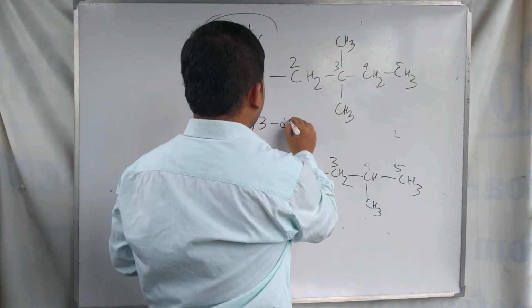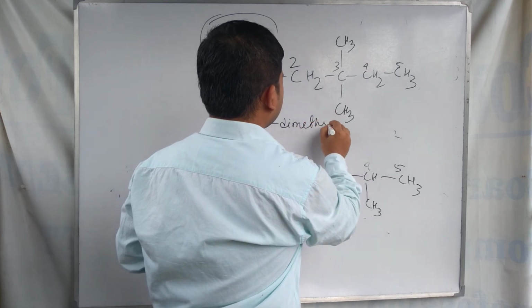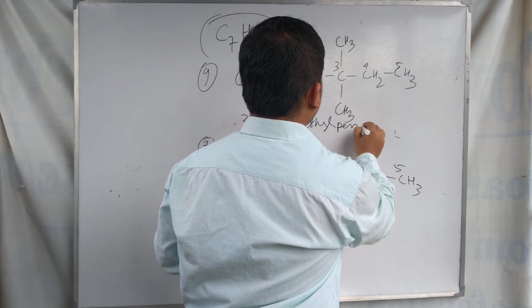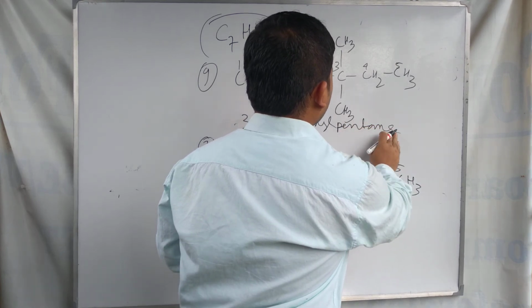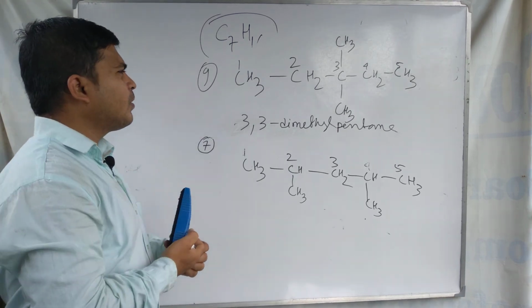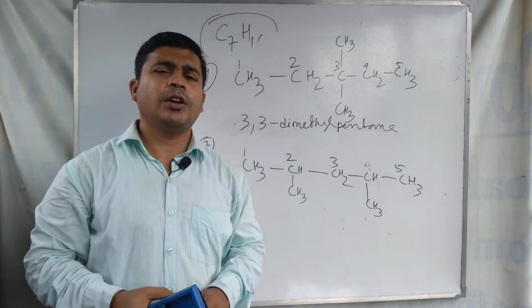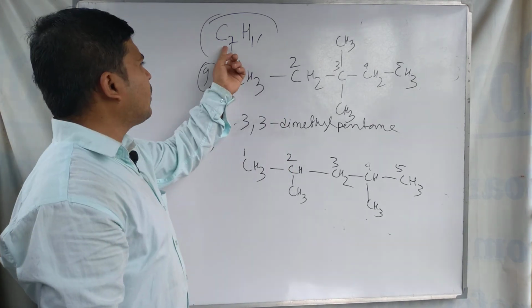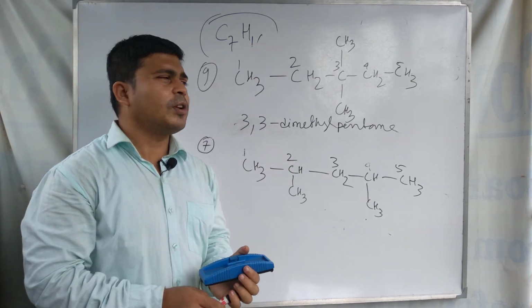3,3 dimethyl pentane. 3,3 dimethyl pentane is the name of this isomer. So in this way you can draw the 9 isomers for this structure C7H16.